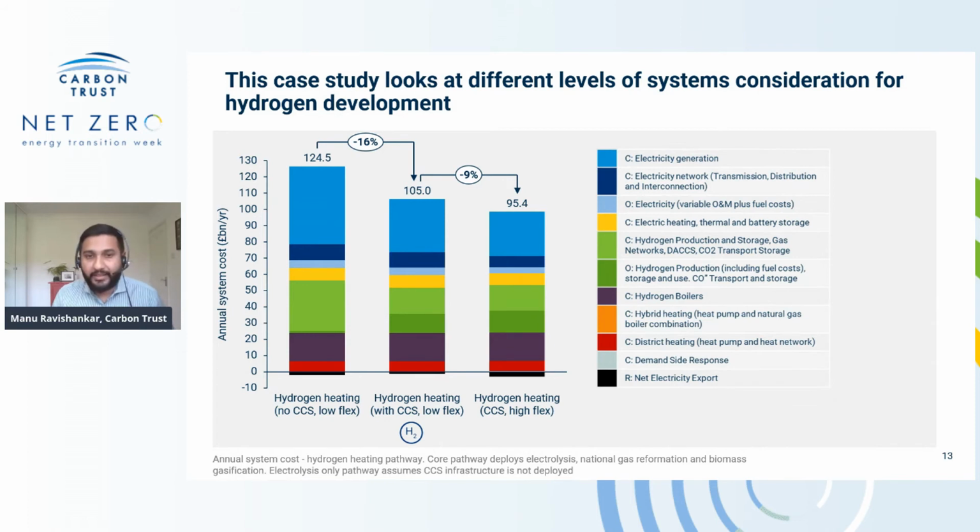What we see here, from left to right, is progressively greater system considerations and their implications on energy infrastructure and whole system cost. In the next few slides, we will start looking at hydrogen for heating, the first column on the left, without carbon negative technologies or flexibility considerations. Then we will move on to bringing CCS, carbon negative technologies, into the fold, but still operating in a low flexibility future. Finally, we will end up looking at what happens when we consider hydrogen for heating, CCS infrastructure, and flexibility, and of course the wider energy system together in a whole systems approach, to understand the implications of this. We will again revisit this chart at the end of the case study.